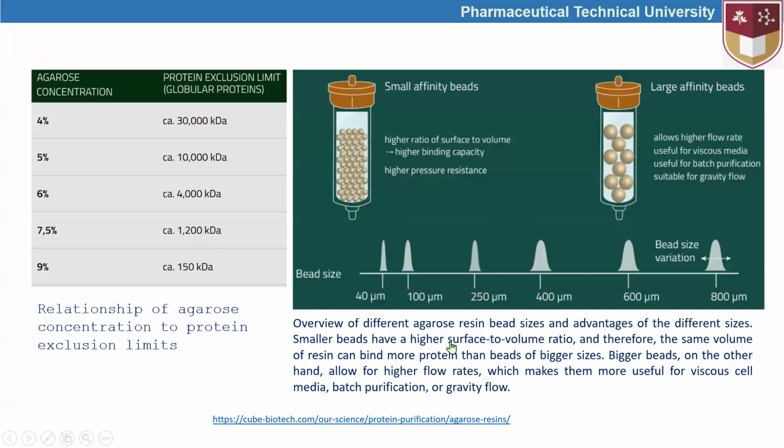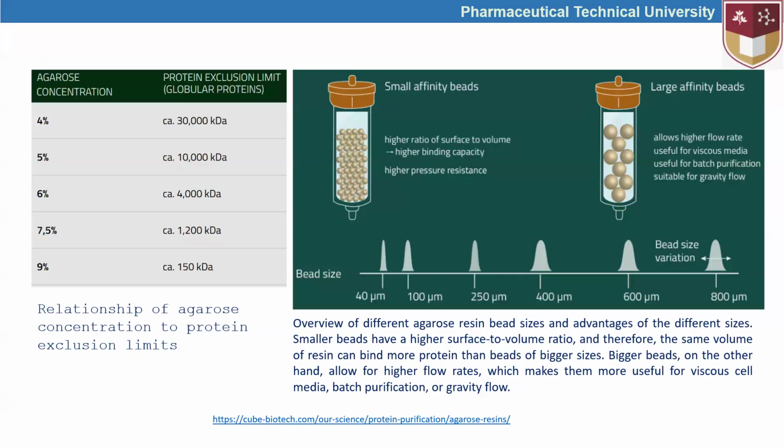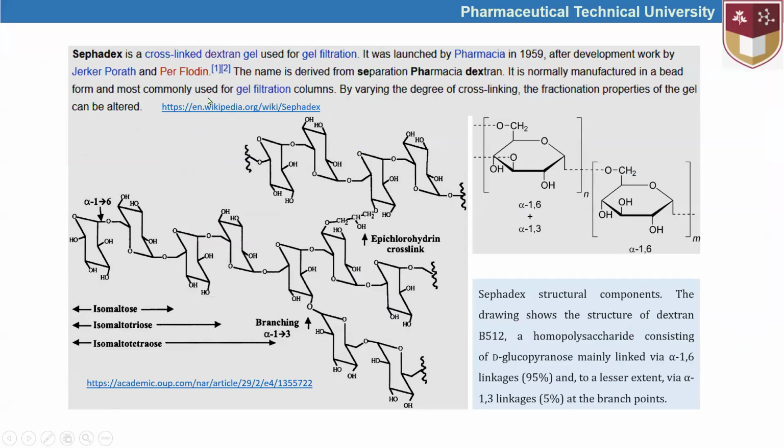Overview of different agarose resins, bead sizes and advantages of different sizes. The smaller beads have higher surface to volume ratio. Bigger beads, on the other hand, allow for higher flow rates, which makes them more useful for viscous cell media or batch purification or gravity mode. Okay, then the second sorbent we can talk about now is Sephadex.